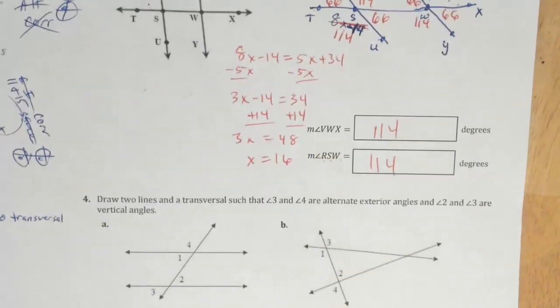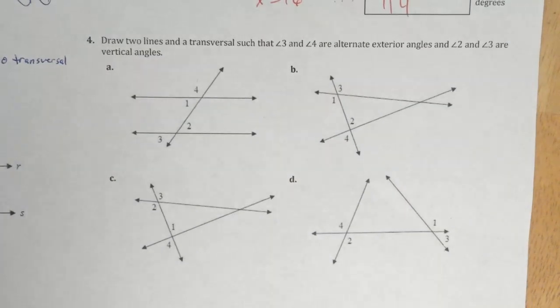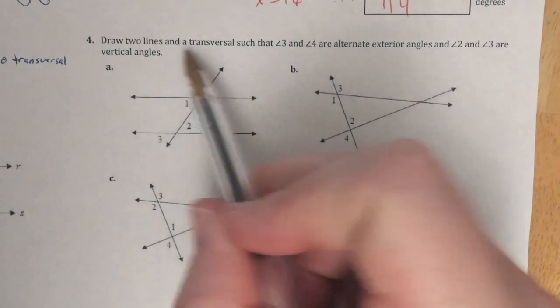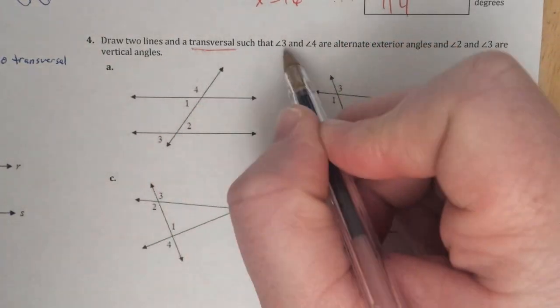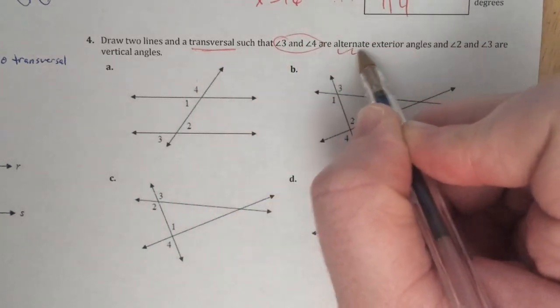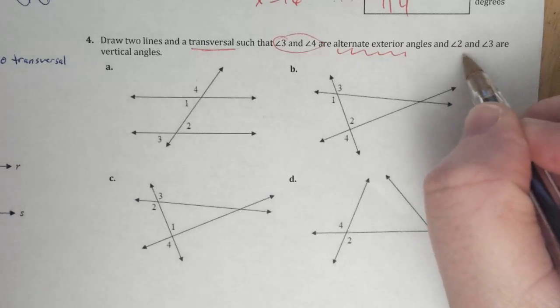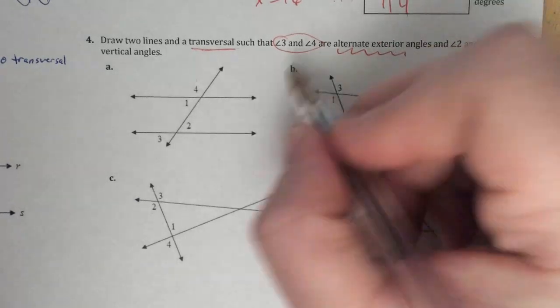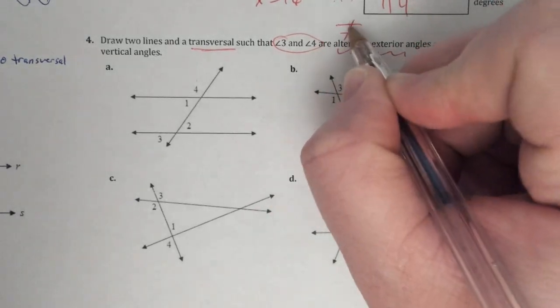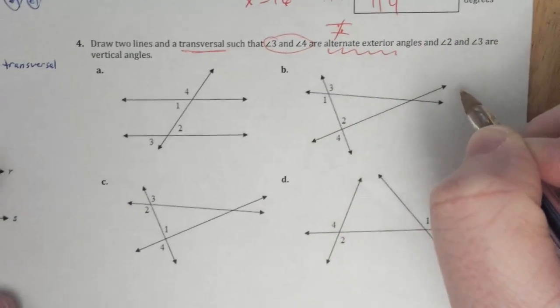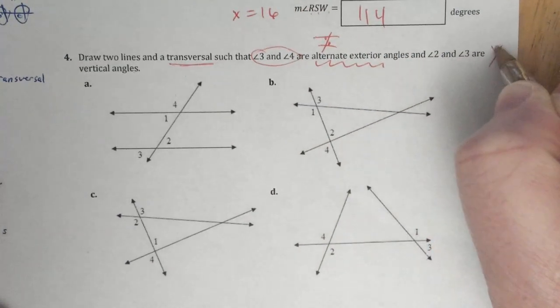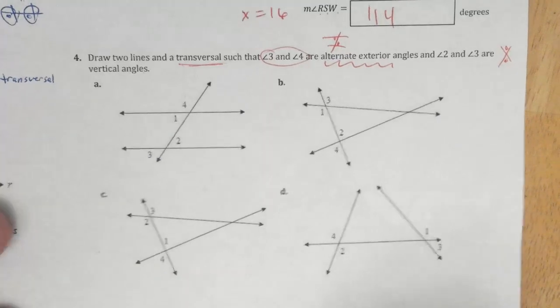All right, and then this right here. Okay, and then final question. We have draw two lines that are transversal, 3 and 4 are alternate interior angles, and 2 and 3 are vertical. So basically we're saying that they need to be like this for alternate interior, and vertical means that they're like this. All right, let's see.